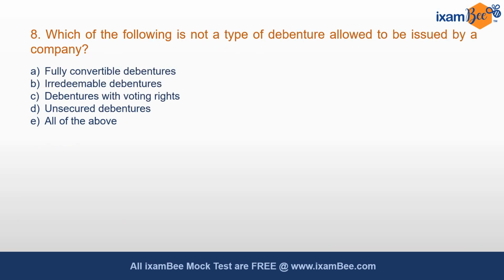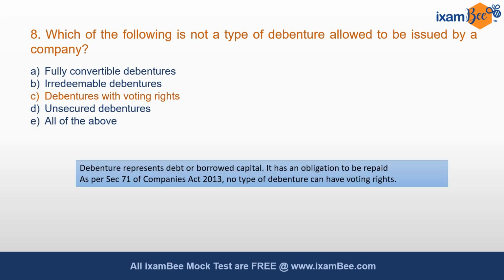Our next question is, which of the following is not a type of debenture allowed to be issued by a company? The correct answer is C, debenture with voting rights. Debenture represents debt or borrowed capital. So debenture is equivalent to the term loan. It has an obligation to be repaid.